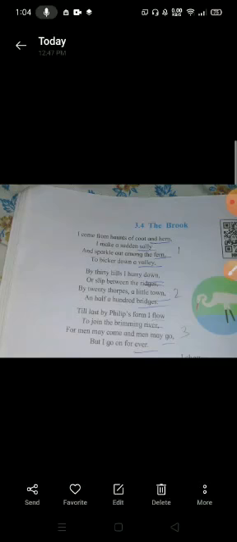Okay, so again I'll read the stanza for you. I come from haunts of coot and hern. I make a sudden sally and sparkle out among the fern, to bicker down a valley. By thirty hills I hurry down, or slip between the ridges, by twenty thorps, a little town, and half a hundred bridges. Till last by Philip's farm I flow to join the brimming river. For men may come and men may go, but I go on forever.